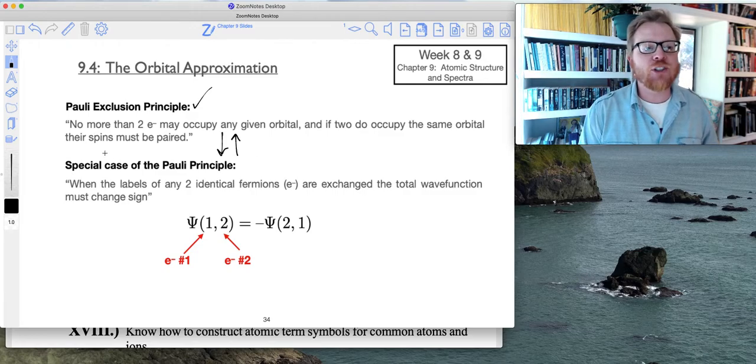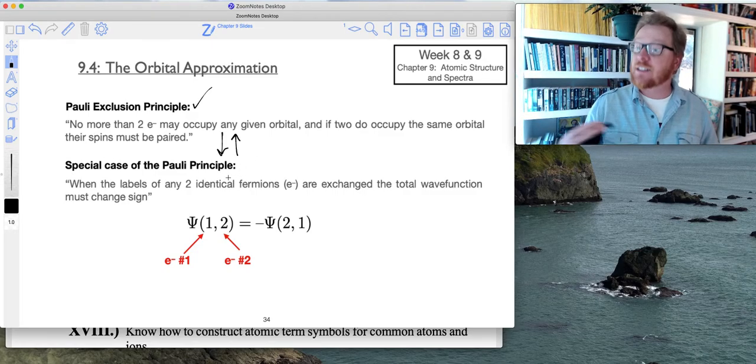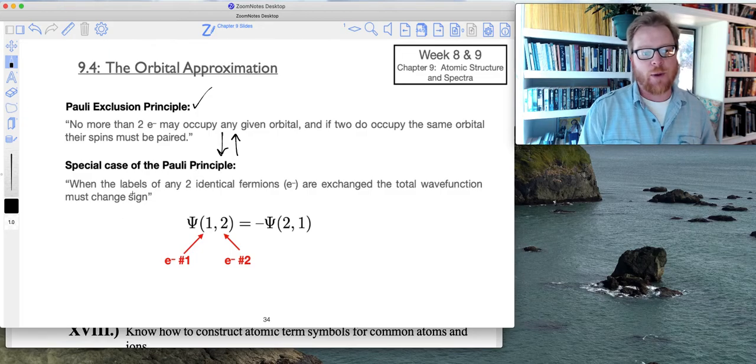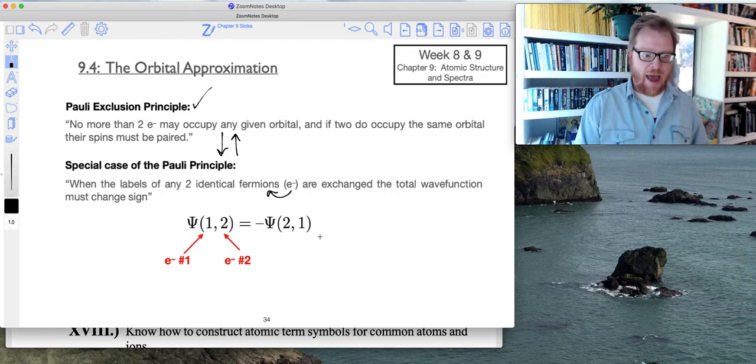And a special case of the Pauli exclusion principle that's less discussed in general chemistry because it involves complicated wave functions is the following. When the labels of any 2 identical fermions, and an electron actually is a fermion in particle physics, when the labels of any 2 identical electrons are exchanged, the total wave function must change sign. So what do we mean by that?